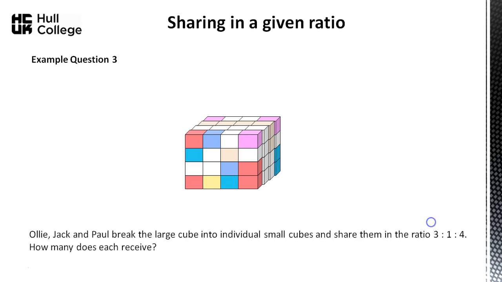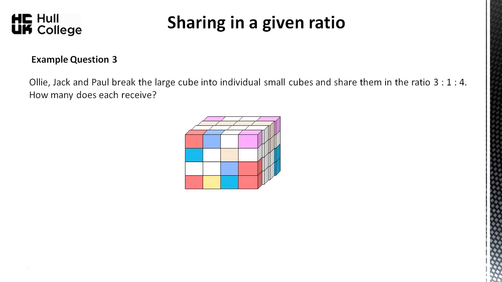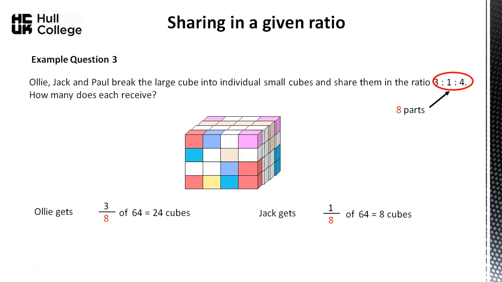Example question 3. Ollie, Jack and Paul break the large cube into individual small cubes and share them in the ratio 3:1:4. How many does each receive? So again, add up the ratio parts. 3 plus 1 plus 4, which gives you 8. So Ollie gets 3/8 of 64, which is 24 cubes. Jack gets 1/8 of 64, which is 8 cubes. Paul gets 4/8 of 64, which is 32 cubes. Check. 24 plus 8 plus 32 equals 64.